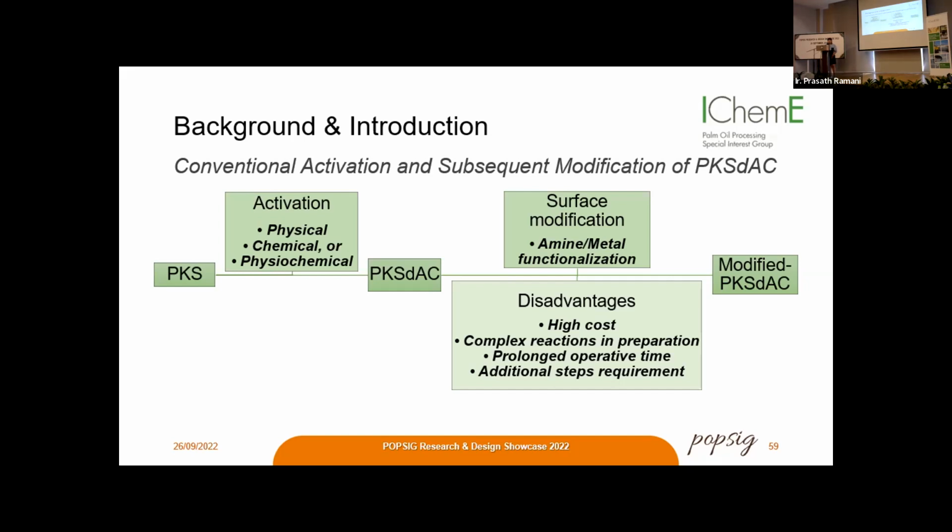However, the existing subsequent chemical modification process requires high cost, has complex reactions in preparation, requires prolonged operative time, and additional steps for the modification process. Recently, chemical activation using metal salt was found to have potential to produce porous AC comprising metal functional groups with adsorptive properties. Therefore, a single step process that integrates activation and modification was proposed in this project to produce AC.